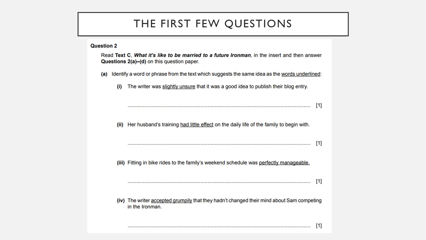And then the next one, can you see it says, her husband's training had little effect on the daily life of the family to begin with. You need a word or phrase from the text which means had little effect. Okay, so again, pause it, have a go at this, look back at the text, obviously, to find those words or phrases and see how well you do on those questions.